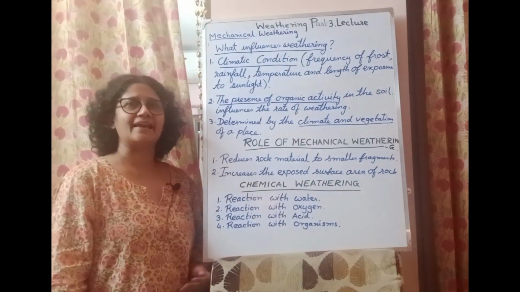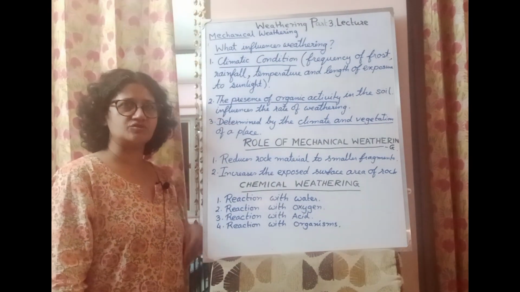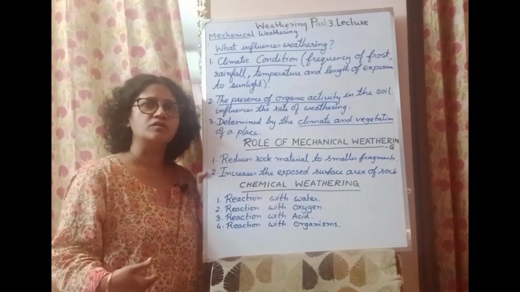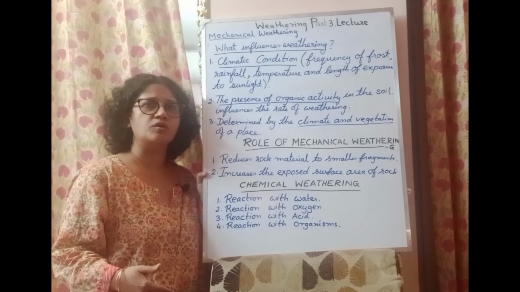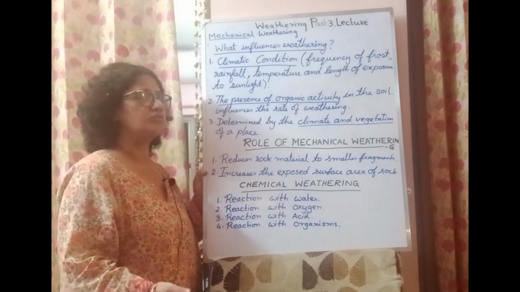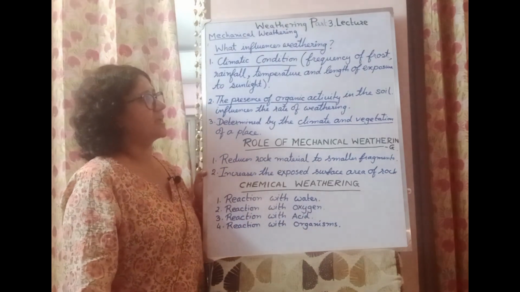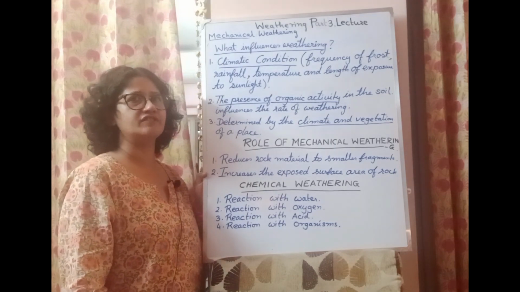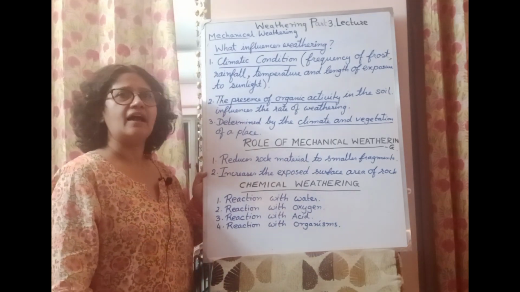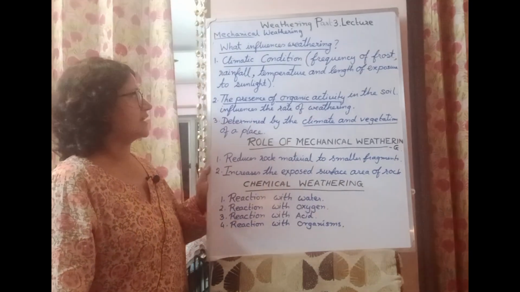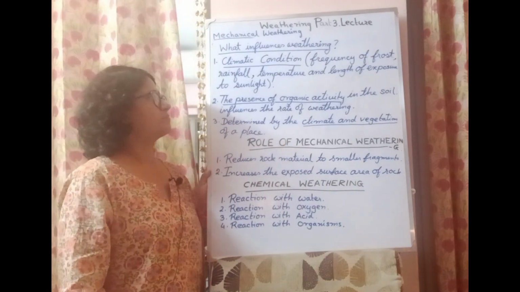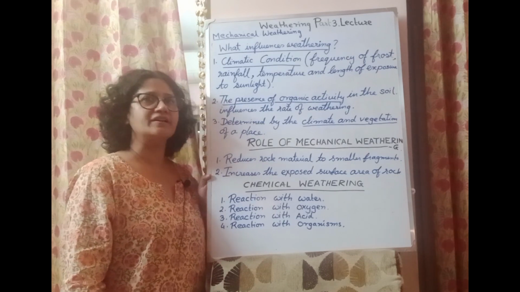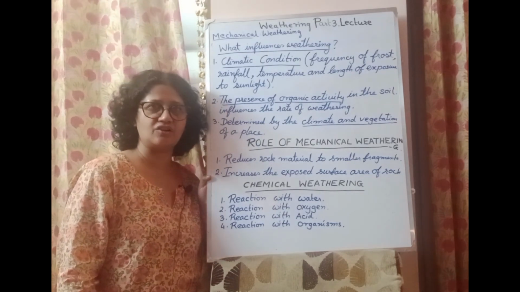There are certain agents that influence weathering a lot. Weathering becomes much quicker, and progresses much more, due to these agents. These are the temperature, the length of exposure of the rocks, the rainfall, and sunlight. Second, the presence of organic activity also influences weathering a lot.